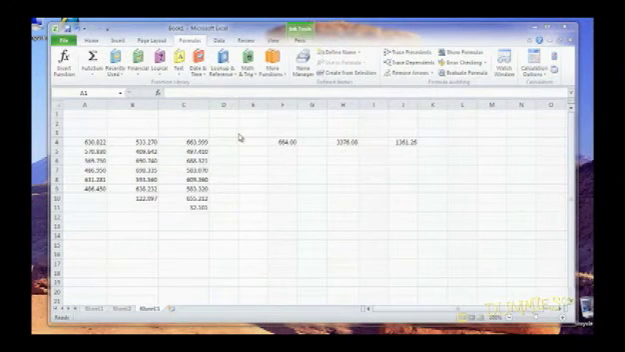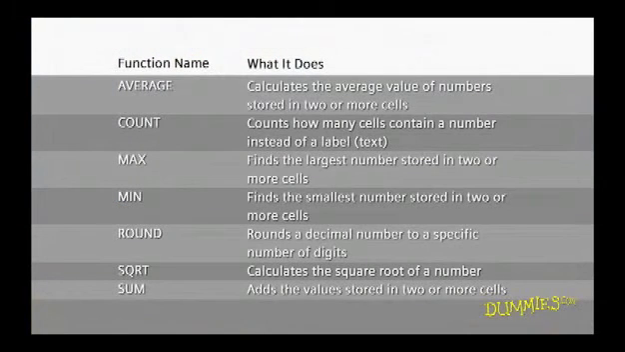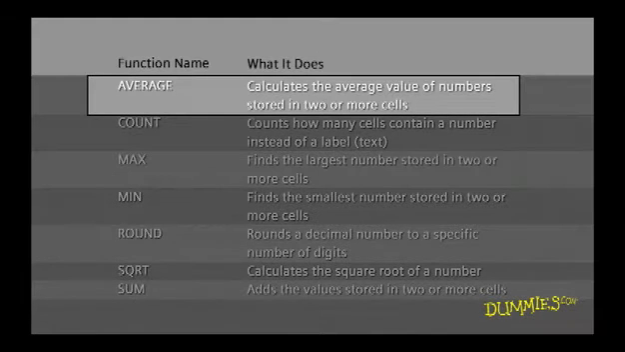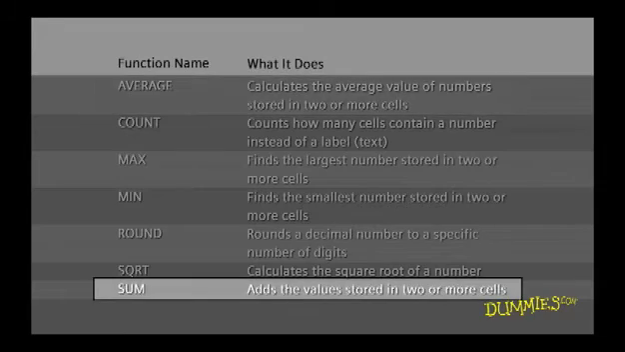Creating simple formulas in Excel is a breeze, but creating complex ones can be a little trickier. To make things easier, Excel has pre-built formulas called functions. Here's a list of some of them. You can find the average of a group of numbers, or the sum.